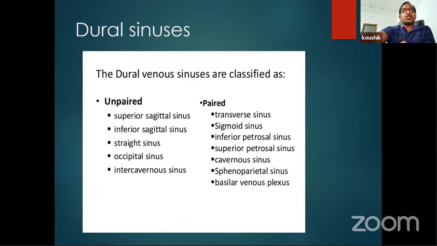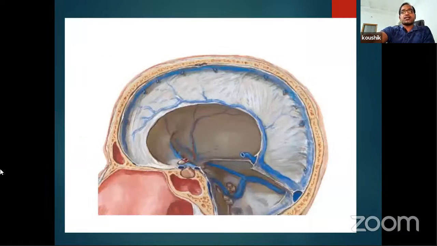Then we have the dural sinuses. Usually dural sinuses are paired and unpaired. Unpaired are the superior and inferior sagittal sinuses, straight sinus, occipital sinus, and intercavernous sinus. Paired sinuses are the transverse sinus, sigmoid sinus, inferior and superior petrosal sinuses, cavernous sinus, sphenoparietal sinus, and basilar venous plexuses. Here we can see this is a superior sagittal sinus and this is an inferior sagittal sinus.